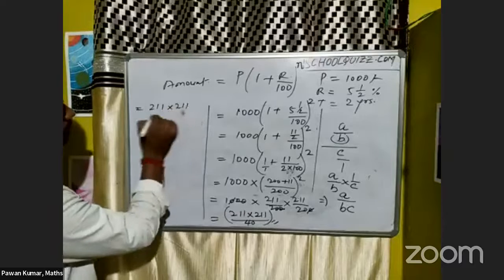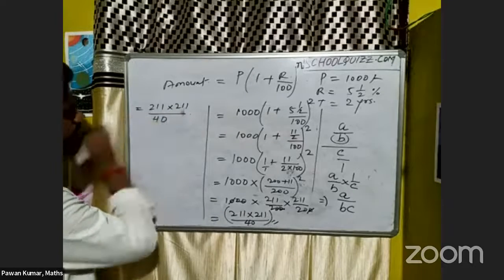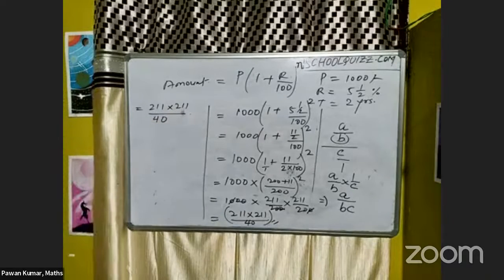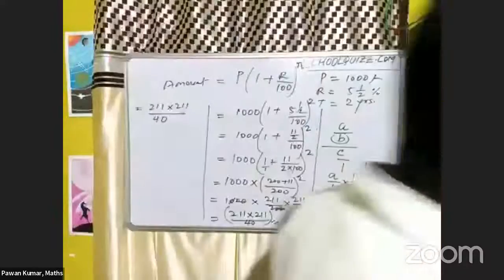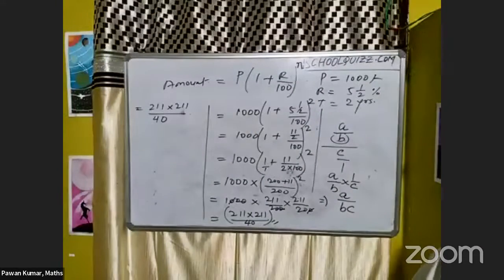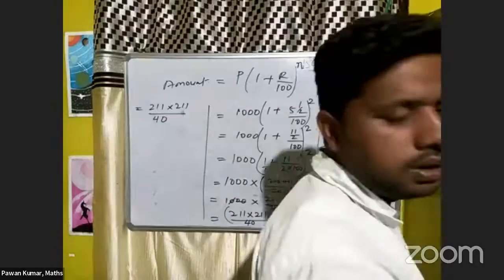Anyone? How can we do that? This one, division, tell me. Make it fast. How can you do that? This one? Huh?